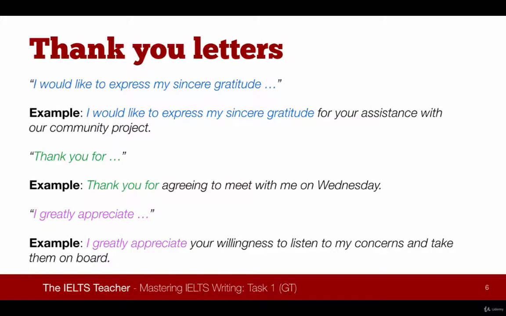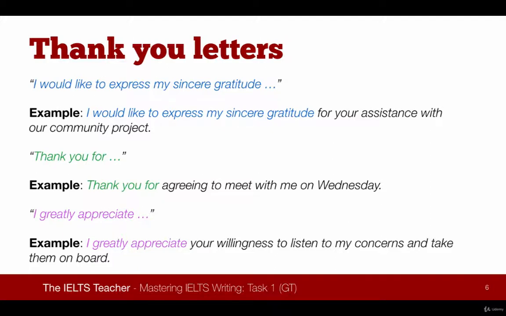Very, very simple one, the next one, but that doesn't mean that it's not appropriate for a formal letter. Thank you for agreeing to meet with me on Wednesday. You don't always need to go with this fancy pants language. You can sometimes revert to the basic, particularly if you have already used some of the fancy language. It's better to use the basic language than to repeat the earlier language.